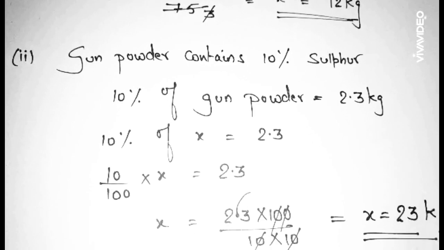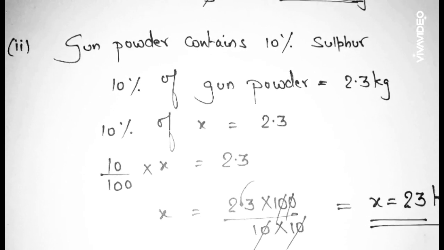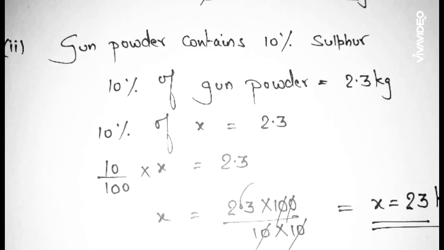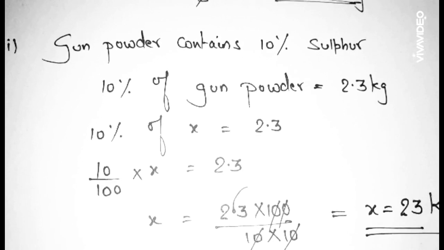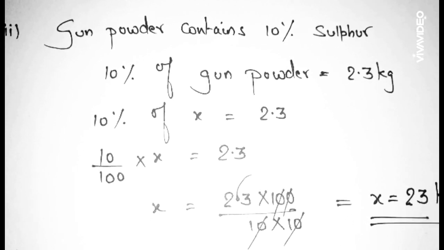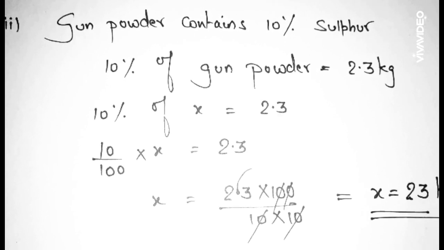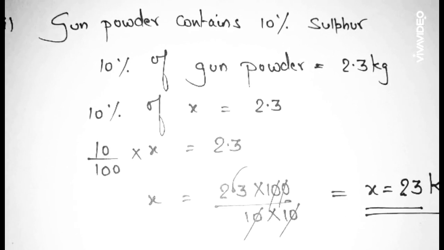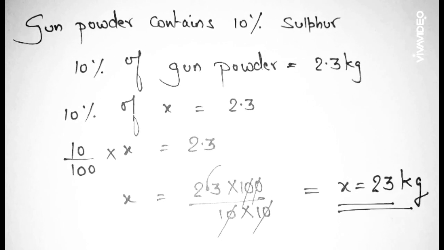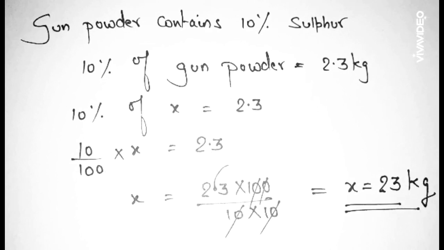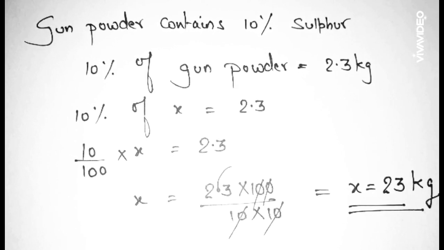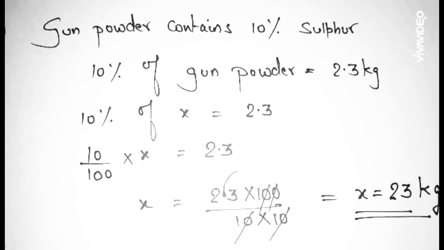Gunpowder contains 10% sulfur. That means 10% of gunpowder is equal to 2.3 kg. Let the gunpowder be X. So 10% of X equals 2.3. Now 10 by 100 into X equals 2.3. Again by transposition we will find the value of X. Now X is 23 kg. So basically when 2.3 kg sulfur is there, the total amount of gunpowder was 23 kg.